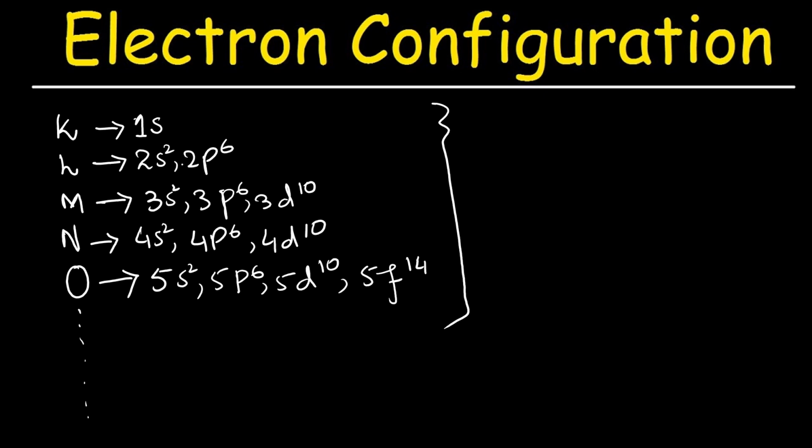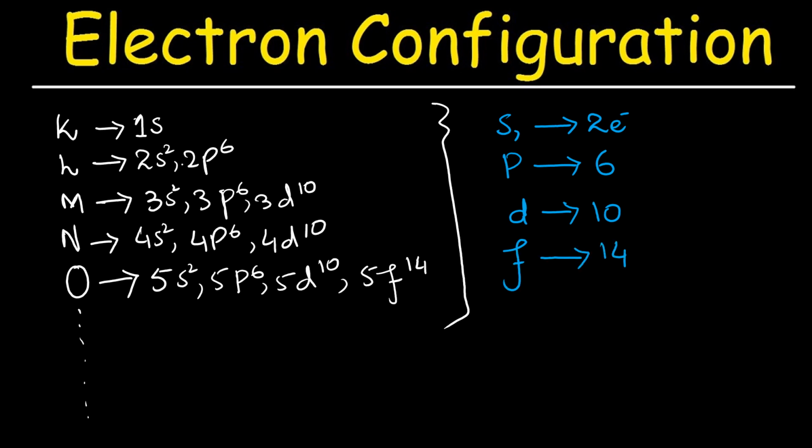Now, dear student, please keep in mind that every s subshell has the ability to accommodate a maximum of two electrons. Similarly, p subshell has the ability to accommodate a maximum of 6 electrons. D subshell has the ability to accommodate a maximum of 10 electrons, and f subshell has the ability to accommodate a maximum of 14 electrons.